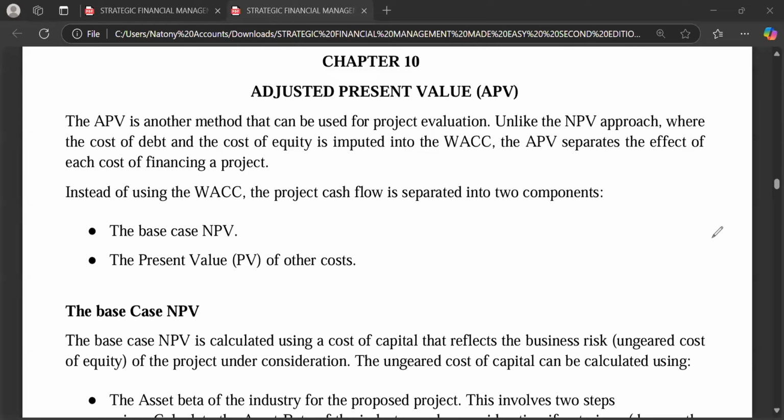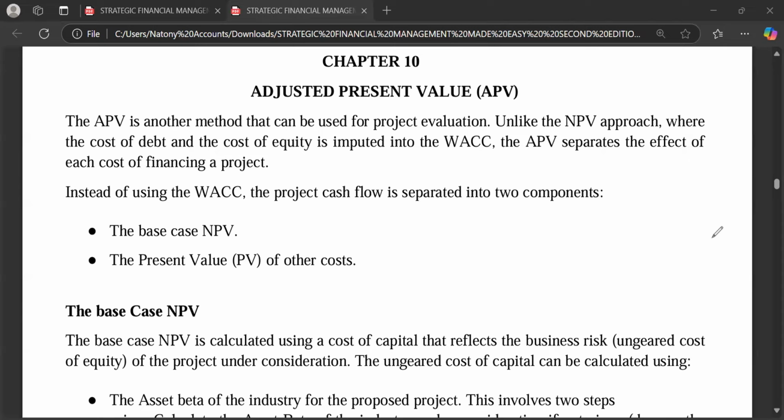Welcome to this tutorial. This is a revision class that will be taking you through some of the examinable areas, like the adjusted present value, the sources of finance, bond valuation. So basically, I will just be discussing some of the things that you need to know for your exams. So let me start with the adjusted present value.